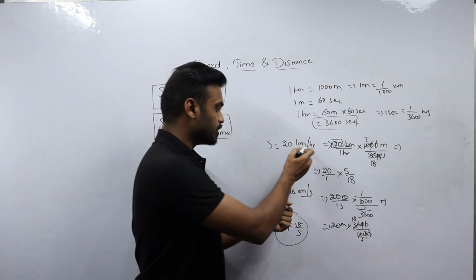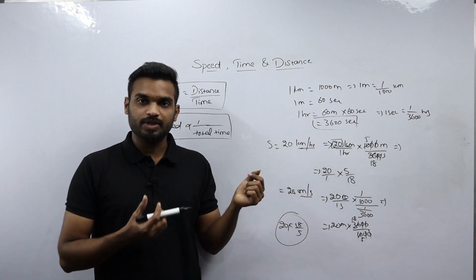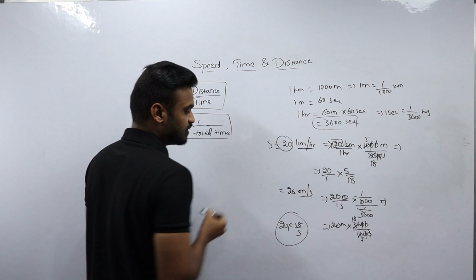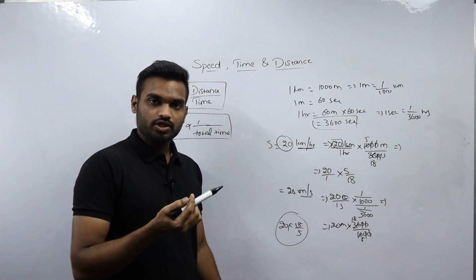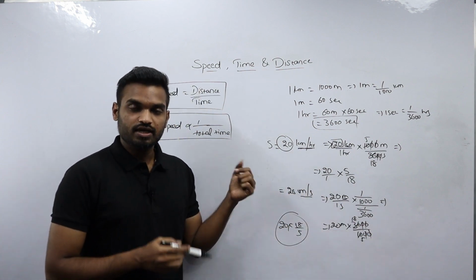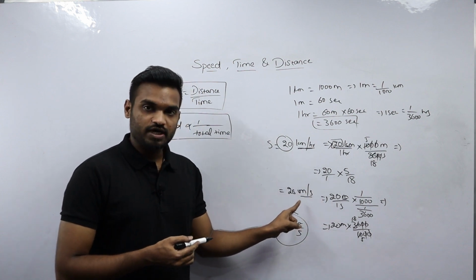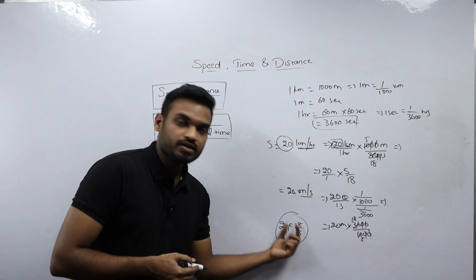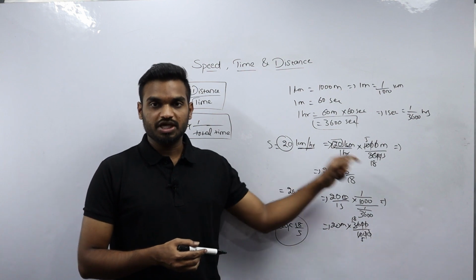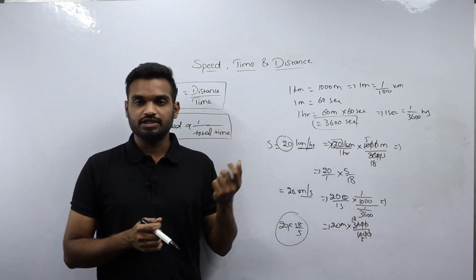So whenever you want to convert kilometer per hour to meter per second or meter per second to kilometer per hour, instead of doing all these calculations, you can simply remember: to convert kilometer per hour to meter per second, multiply the speed value by 5 by 18. To convert meter per second to kilometer per hour, multiply the speed value by 18 by 5. Remember this difference. If you understand these three concepts, you can simply solve the problems based on speed, time and distance.